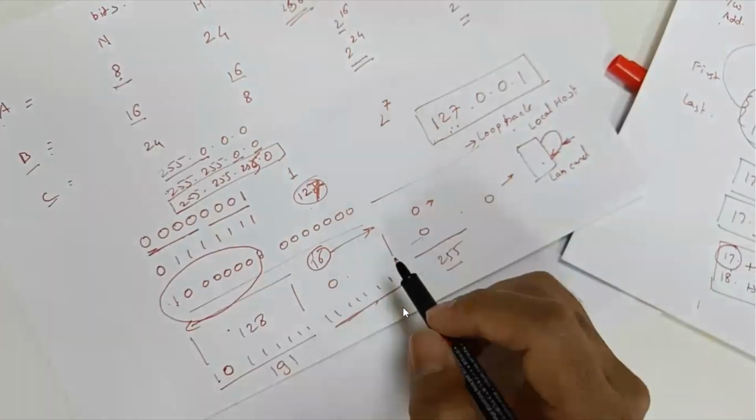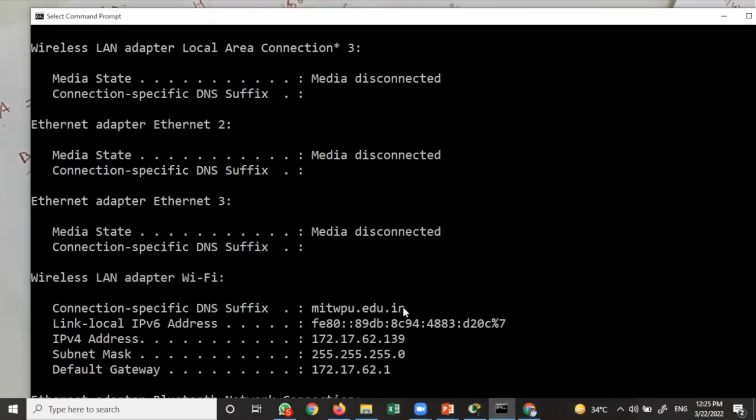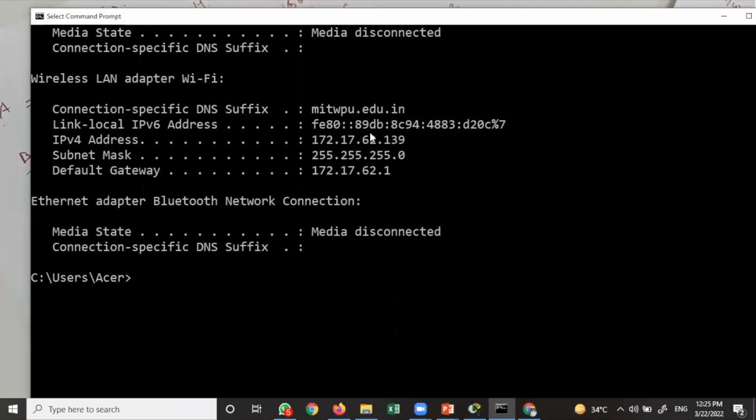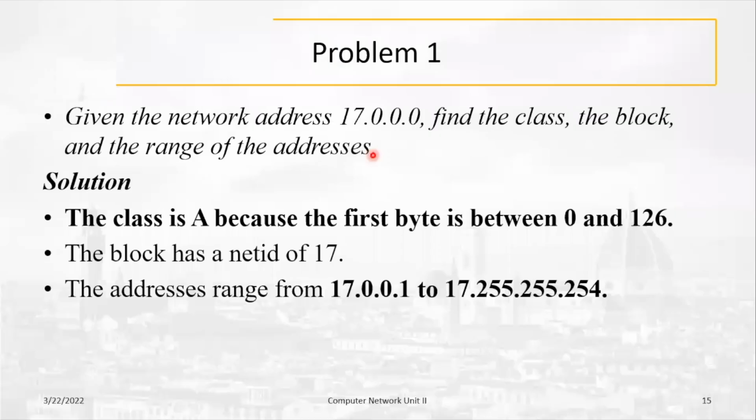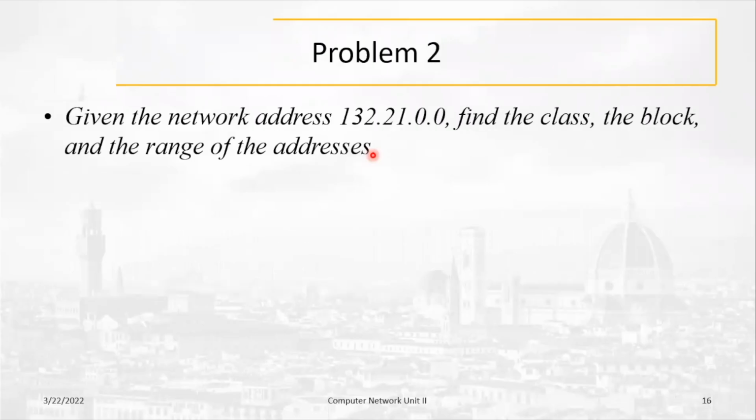Now, this is the IP addressing scheme in an organization. There are some tweaks which are used here, that I'll tell you tomorrow. For now, please try to solve these two problems as we have solved just now.